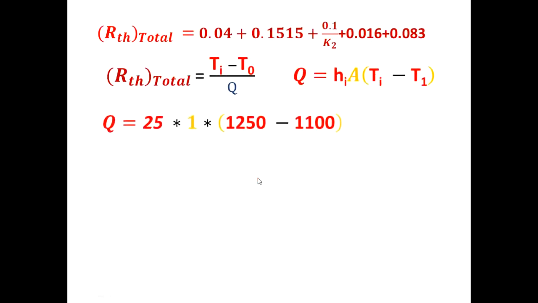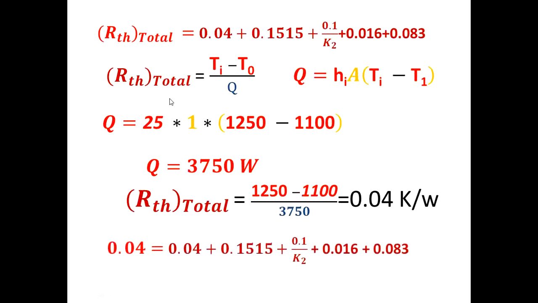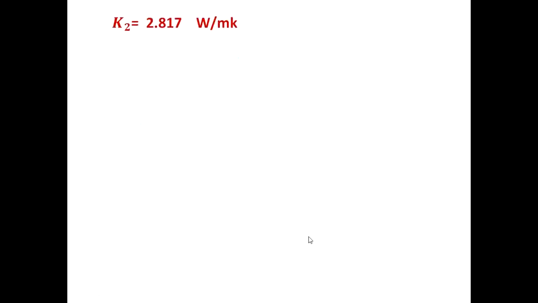So I have explained convective heat transfer in the first layer. See, in this first layer you have convective heat transfer HI, TI, and here you have T1. In between you have the heat transfer coefficient of 25 watt per meter square Kelvin. Put in this formula, you will get the value of Q. Put in that formula, you will get the total thermal resistance R. If you equate the R thermal resistance with this equation, then you will find the value of K2. K2 is 2.817 watt per meter Kelvin.